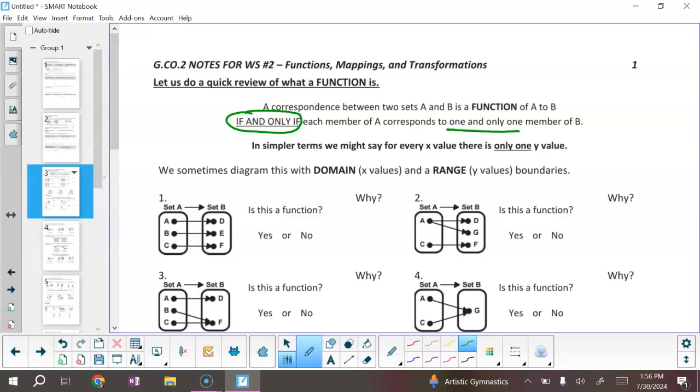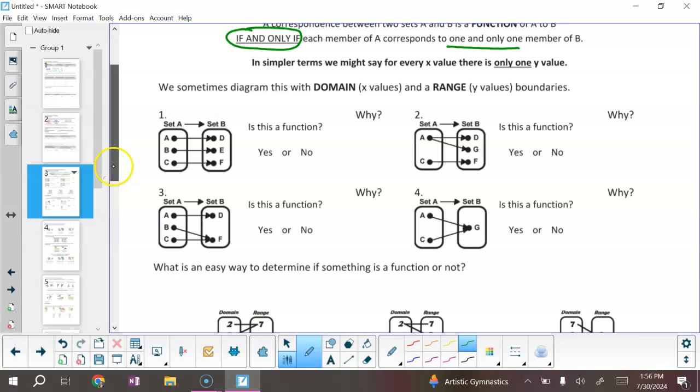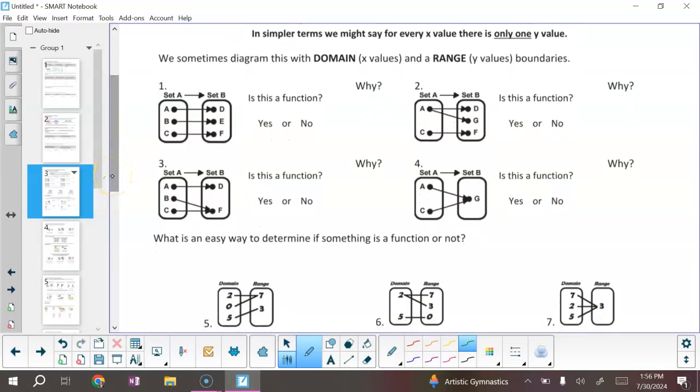So the first thing that we're going to do on these examples down here is we're going to see if they're functions or not.